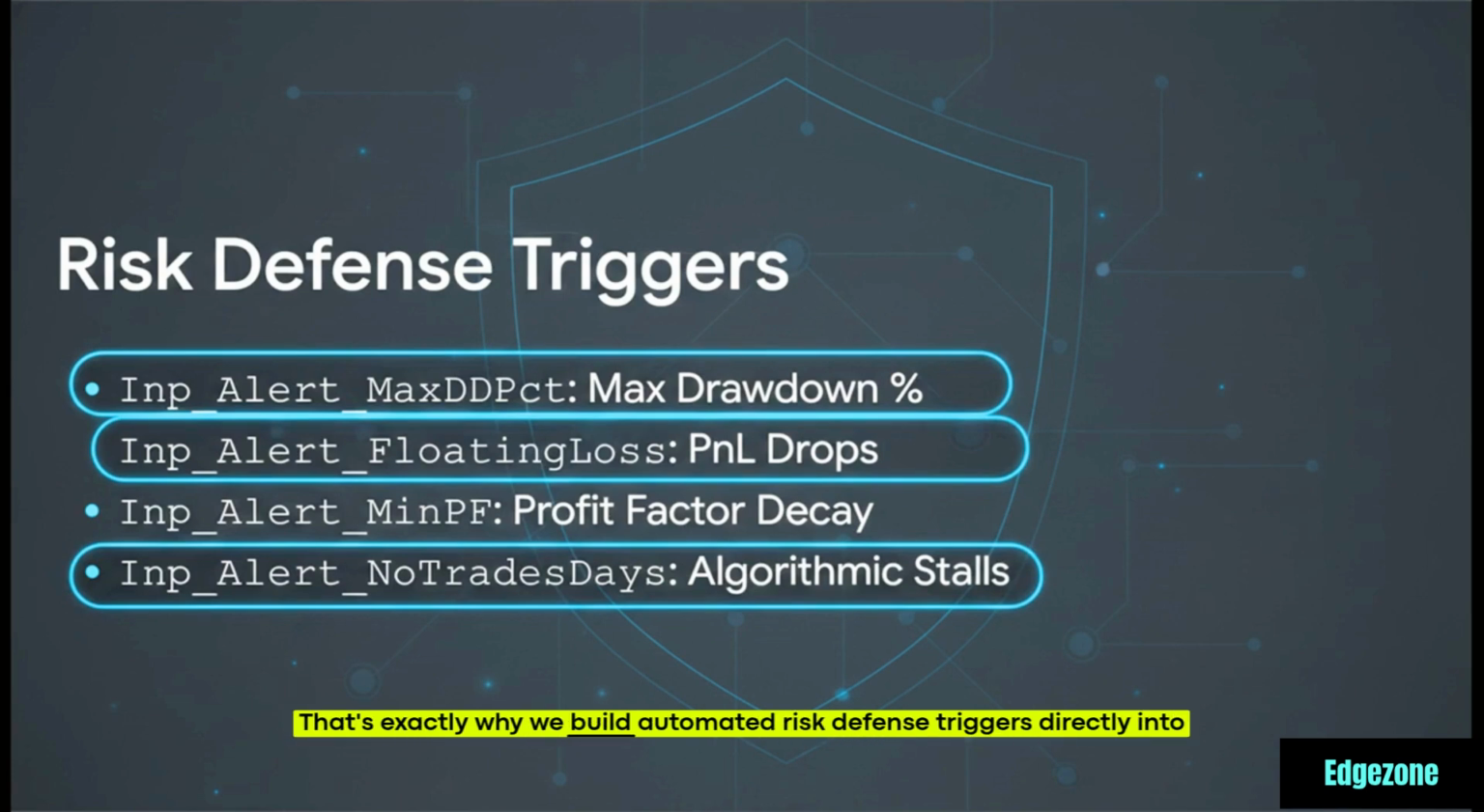That's exactly why we build automated risk defense triggers directly into the architecture. You can set InpAlertMaxDDPC to warn you the literal second a specific strategy hits a predefined drawdown. InpAlertFloatingLoss monitors your live equity drops. InpAlertMinPF alerts you if a strategy's edge starts decaying and the profit factor drops.